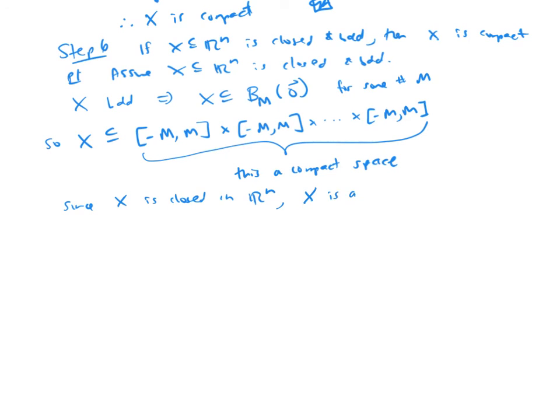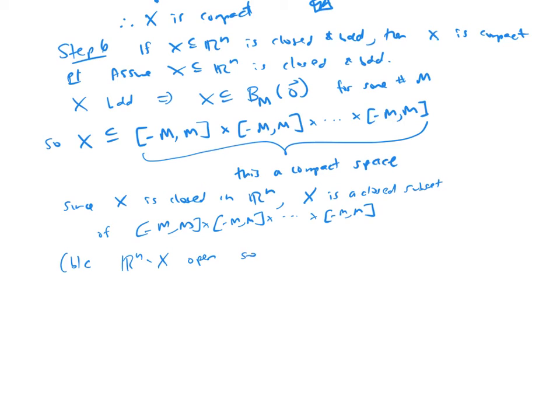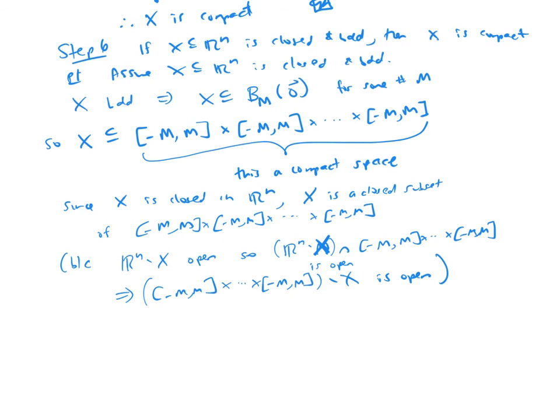X is also a closed subset of this cube. You can see this by thinking of the complement of X in Rn, which is open, and so that complement intersected with the cube is also open. And this is just the complement of X in the cube. Now, by step 5, since X is a closed subset of a compact space, that means that X is a compact space. And we have finished our proof of the Heine-Borel theorem.